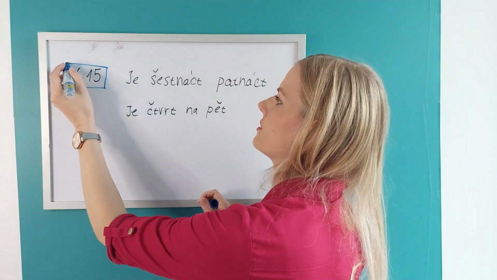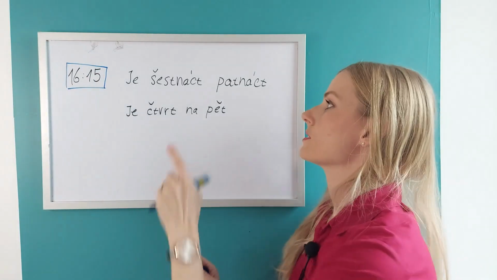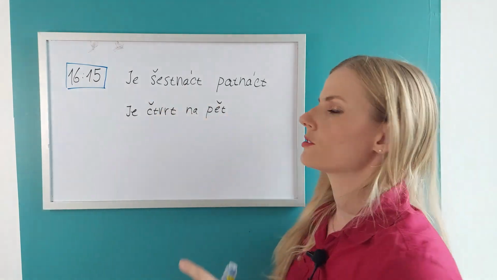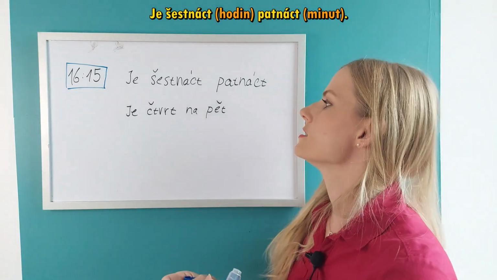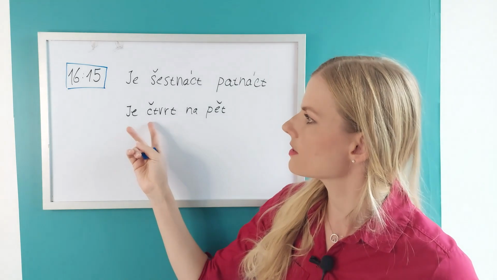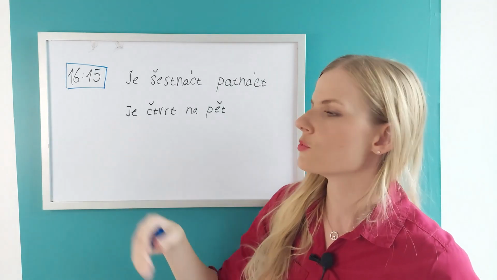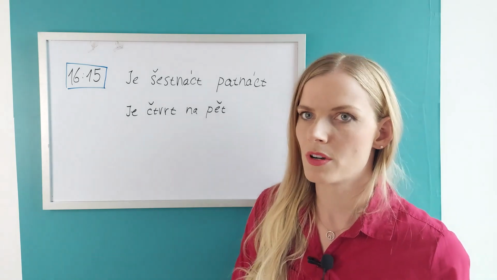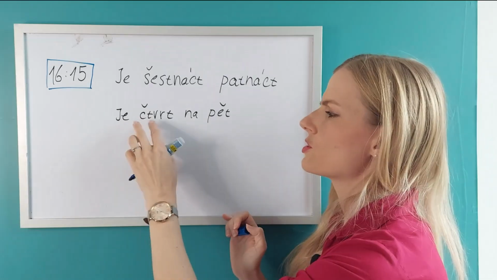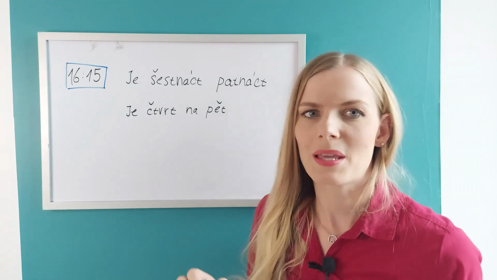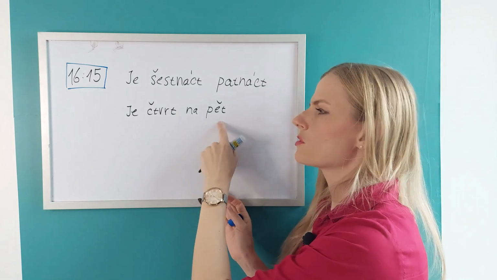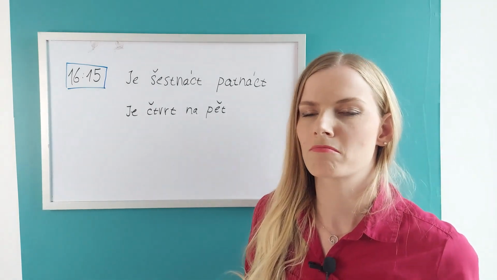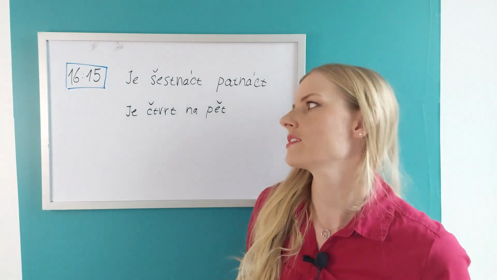Je 16:15. Je 16:15. Nebo je 16 hodin 15 minut. Very easy. And now the interesting thing is, we could also say, in a way, like 4:15. In Czech, we would say je 4:45. Je 4:45, meaning it's quarter going towards 5 o'clock. A very interesting way of saying this.